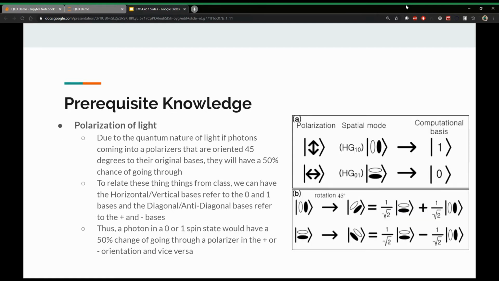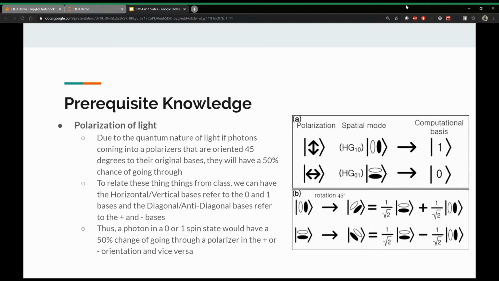Some more things to know is that due to the quantum nature of light, if photons come into polarizers that are oriented 45 degrees to the original basis, they will have about a 50% chance of going through. To relate these things to class, we can have the horizontal and vertical bases refer to the 0 and 1 bases, and the diagonal and antidiagonal bases refer to the plus and minus bases.